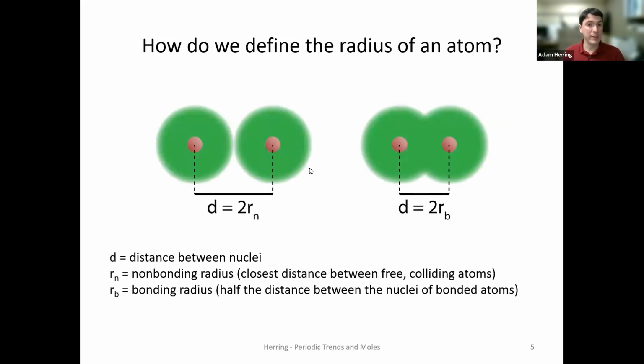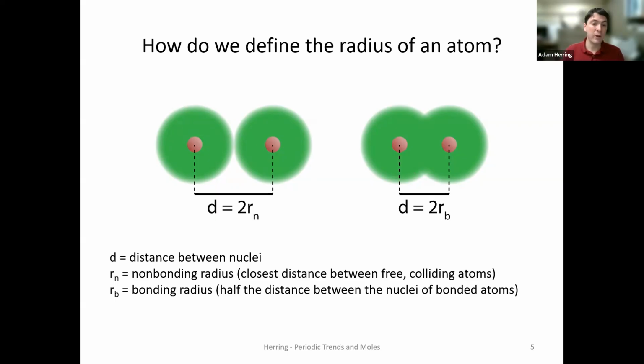To understand the trend of atomic radius, we first need to define what we mean by atomic radius. You can see here two different depictions of two atoms. On the left, the edges of those atoms are just barely touching, whereas on the right, you can see that the atoms have overlapped. And so the distance between the centers of the nuclei is smaller in the case on the right than in the case on the left.